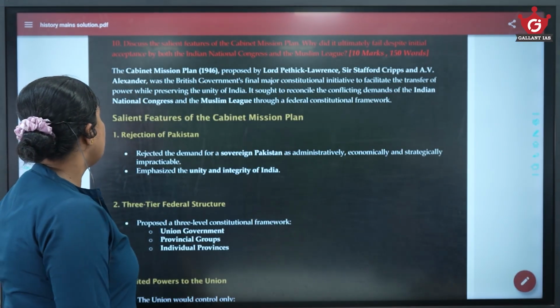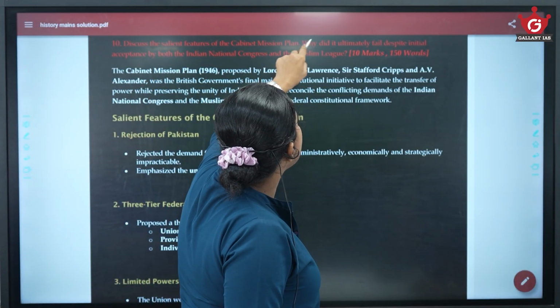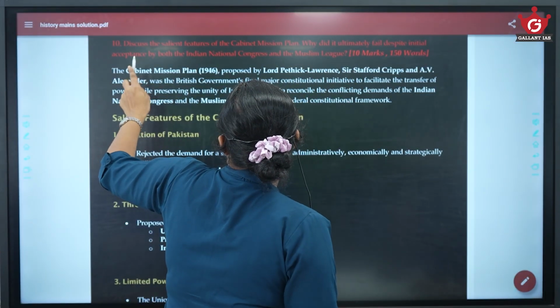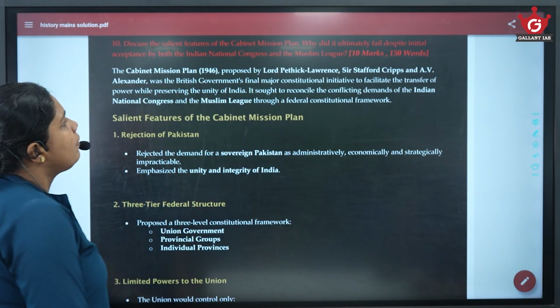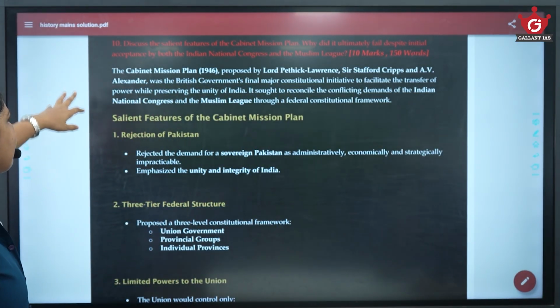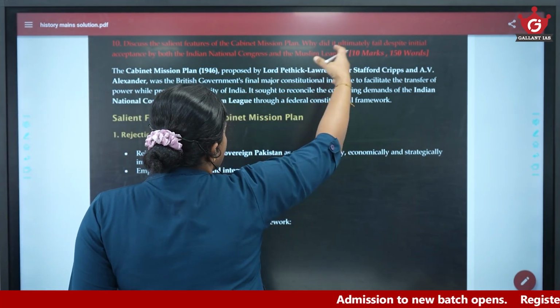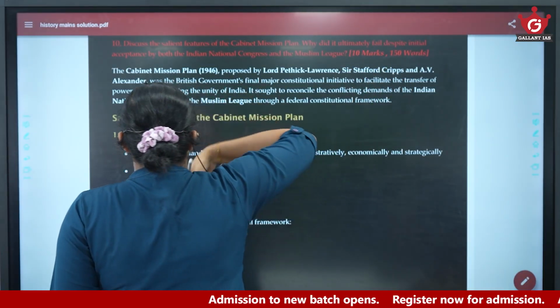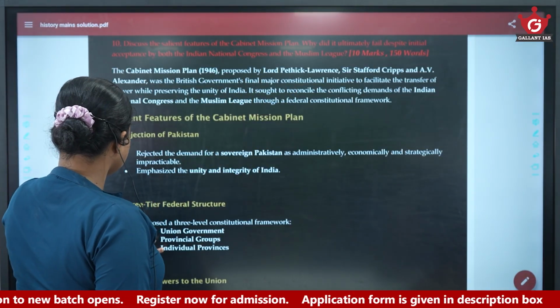Next: discuss the salient features of the Cabinet Mission Plan. Why did it ultimately fail despite initial acceptance by both the Indian National Congress and the Muslim League? Another 10 marker, 150 words. Give an introduction, like it was proposed by Lord Pethick-Lawrence, Stafford Cripps, and A.V. Alexander, and give a decent intro about it.